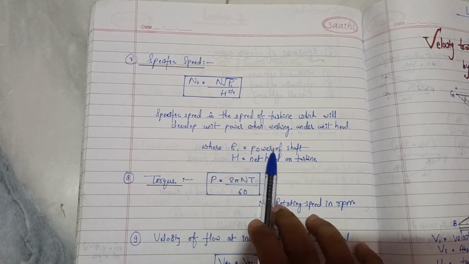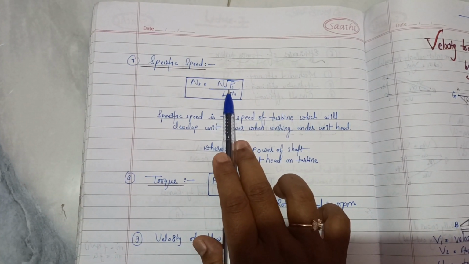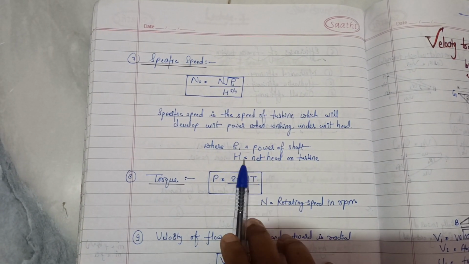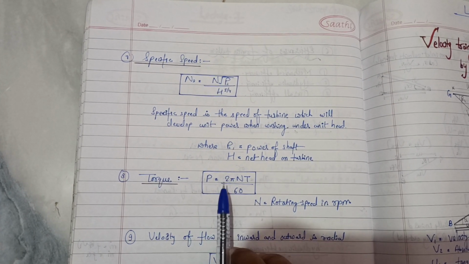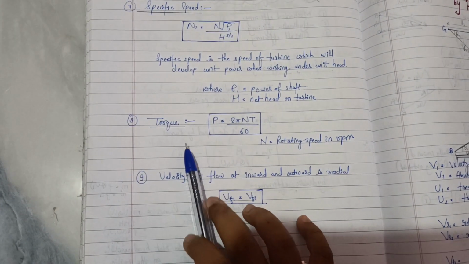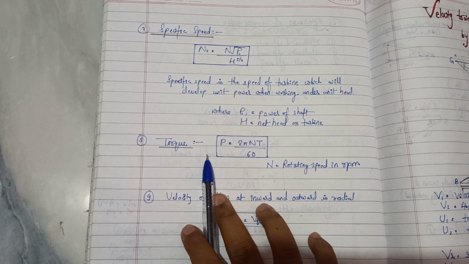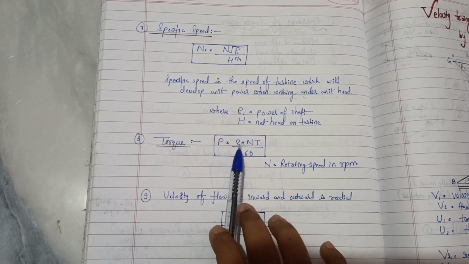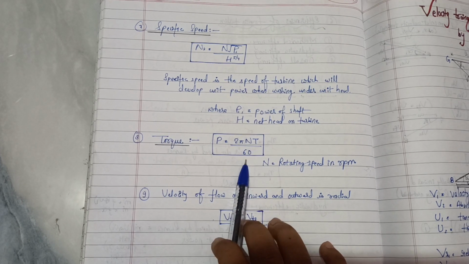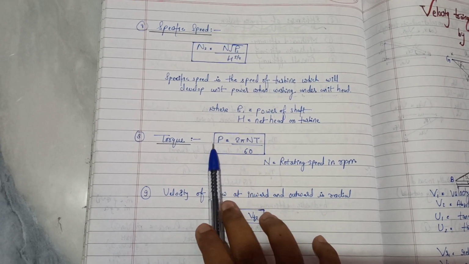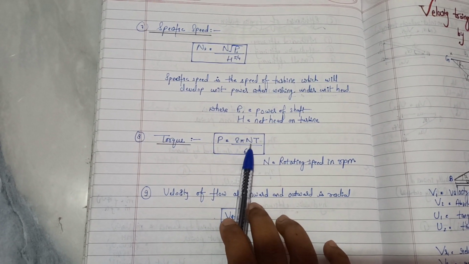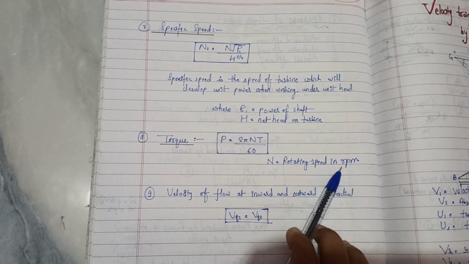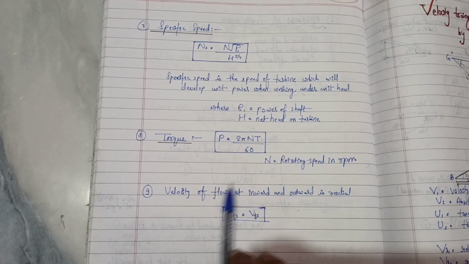PS is the power of shaft, H is the net head on turbine. Next we will see another formula, that is torque. To find the torque in the question, this formula is used. Power is equal to 2 pi N T by 60. T is the torque, P is your power, N is your rotational speed in RPM.